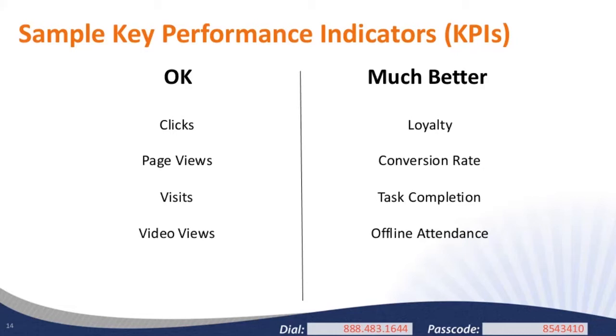Conversion rate is the average number of conversions per click on an ad, for example. It's shown as a percentage. So the higher the conversion rate, the better your ads are performing. And task completion is just that. Did the user complete the task? Did they sign up for the list? Did they register for an event? Did they share content? So these are very much more specific KPIs that, again, directly go back to your goals. And finally, something like offline attendance. Did the user actually attend the event after seeing the ad for it? This is an example of a digital advertising KPI that has a specific offline component.